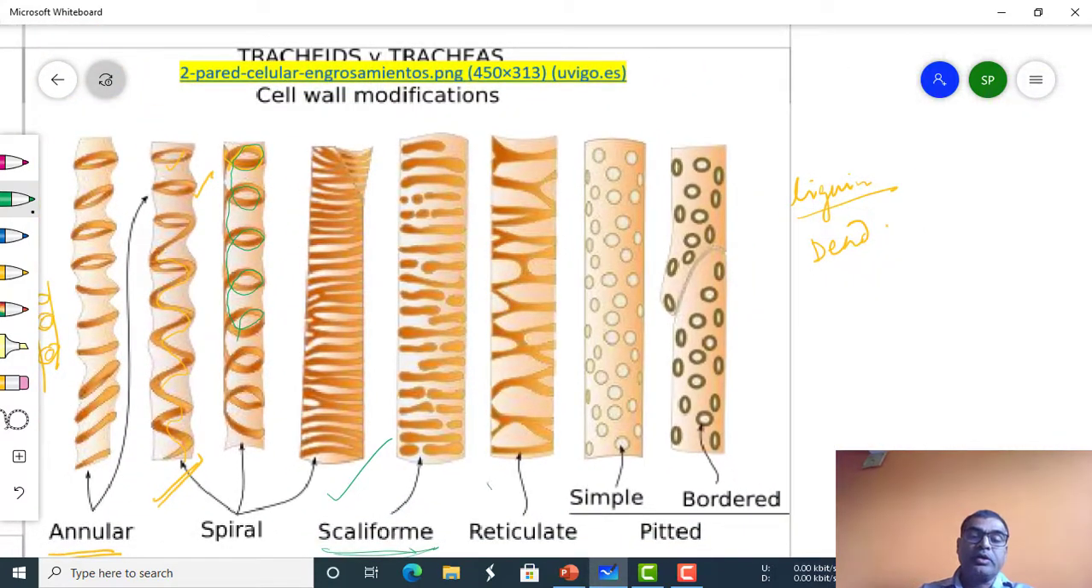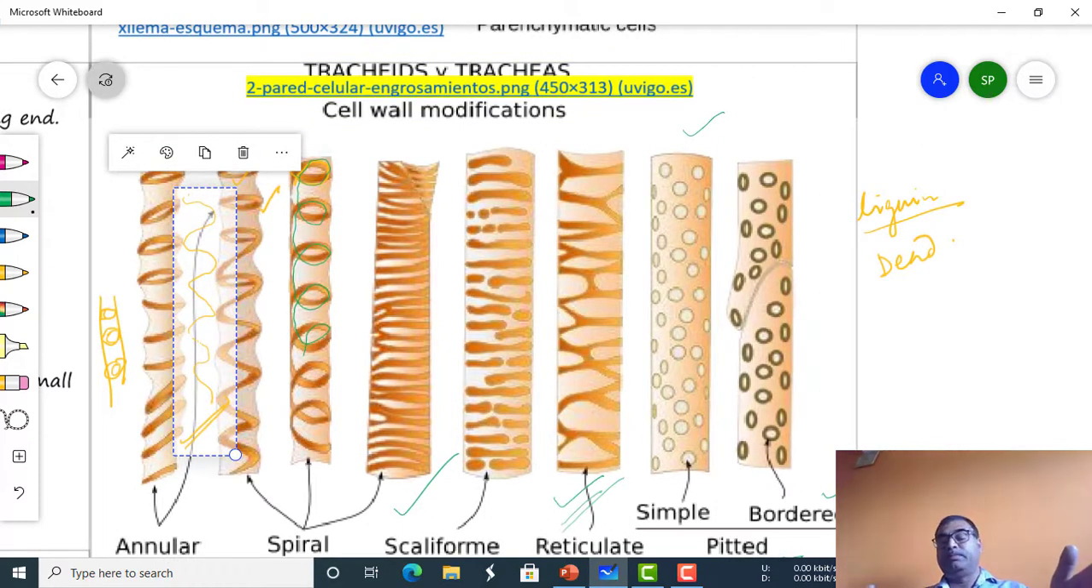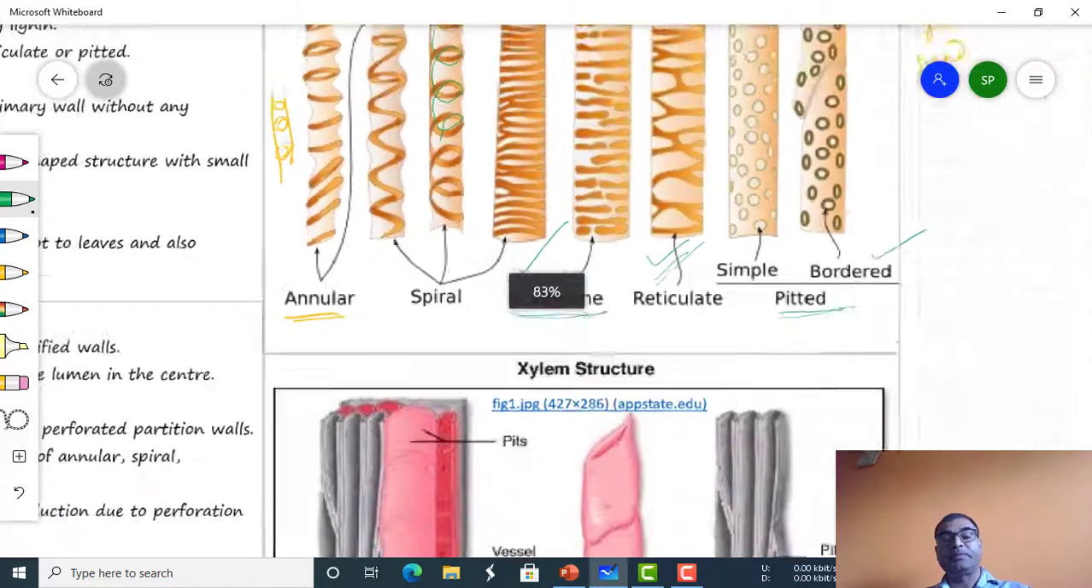Then this one is a reticulate wall thickening, and these are the petaled. Petaled wall thickening may show simple pits as well as bordered pits. About the pits, you may observe the video on sclerenchyma, where the details are already explained.